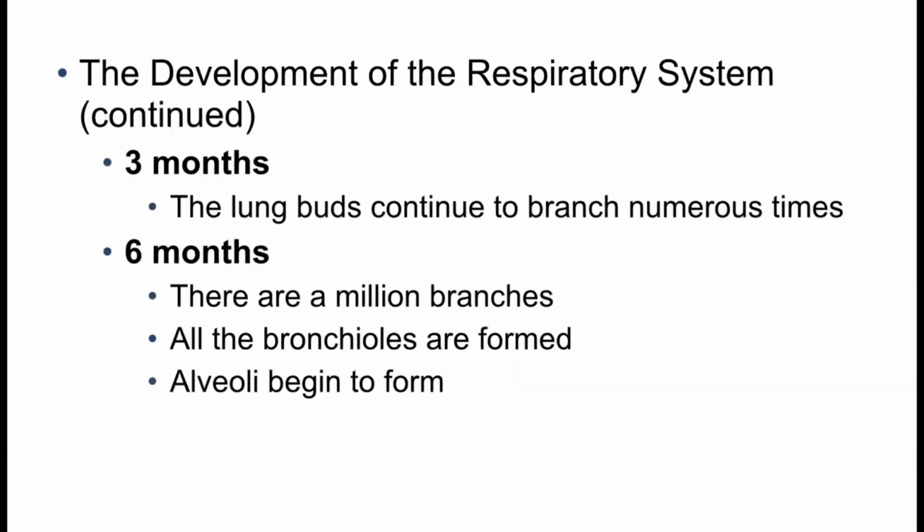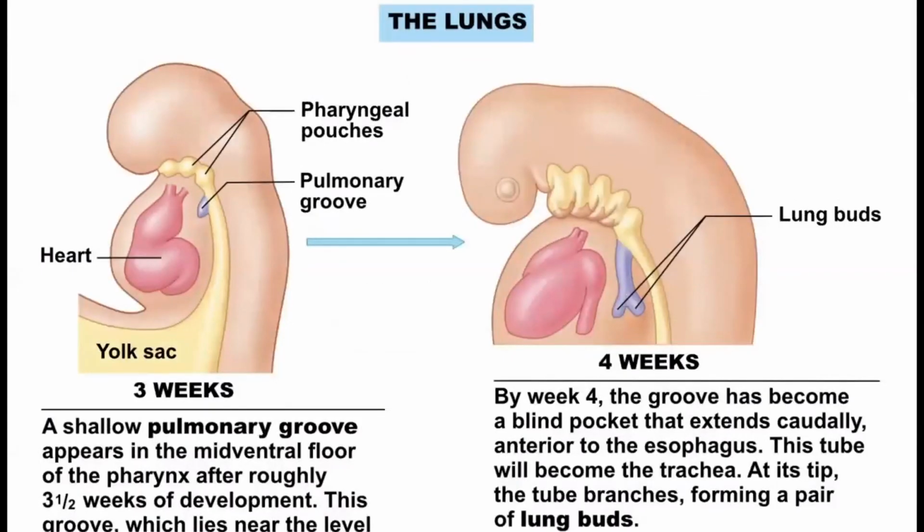At 3 months, the lung bud is branched into numerous tissues. And by 6 months, there are millions of branches. The bronchioles are formed, and all the alveoli, which are the little sacs at the end of the bronchial tubes, where gas exchange occurs when you breathe in and out. So at week 3, you see the pulmonary groove. At 4 weeks, the pulmonary groove starts to develop, and you have these two lung buds develop. The blind sacs are going to form your lungs. This tube here is going to form your trachea.